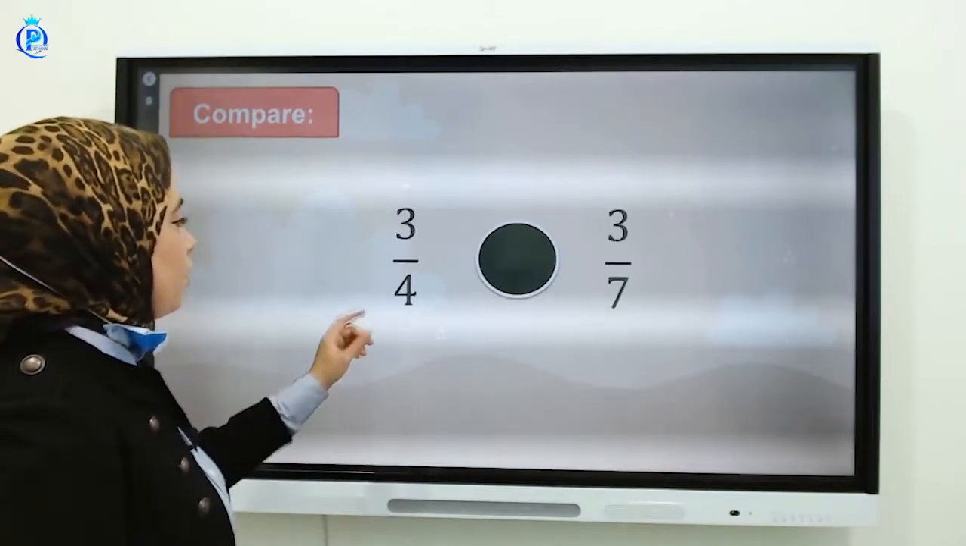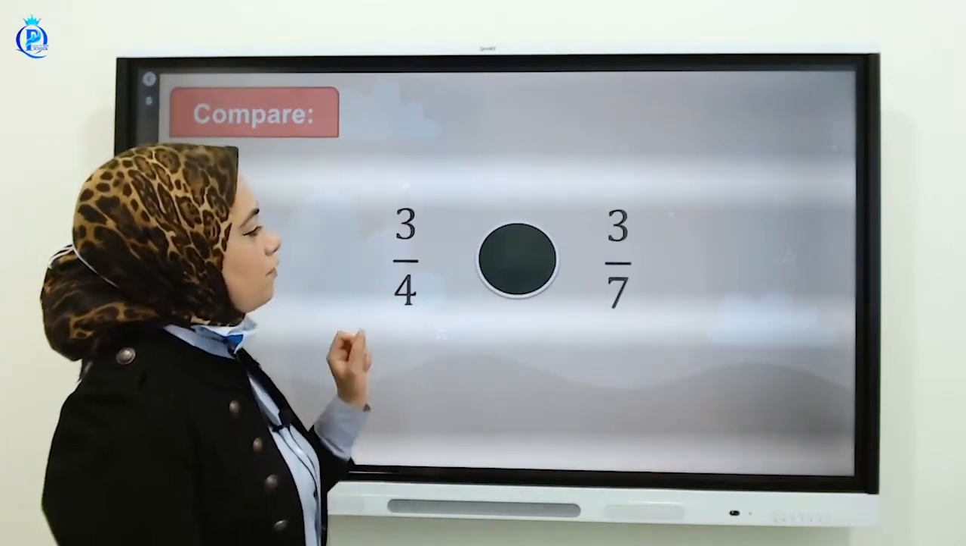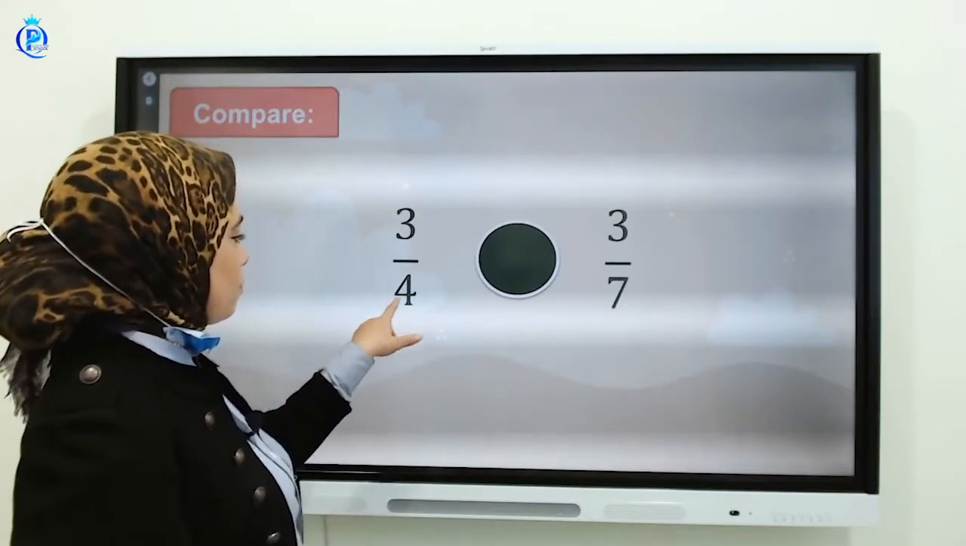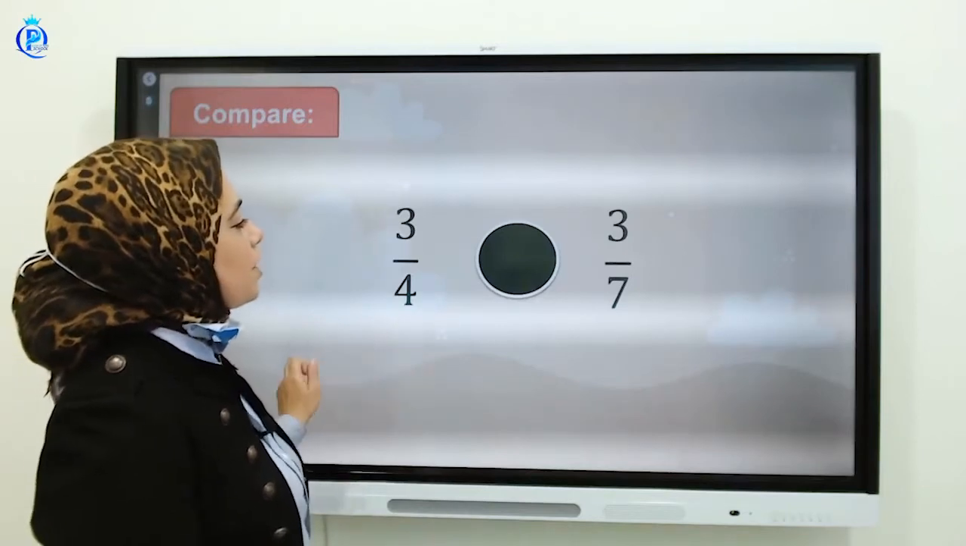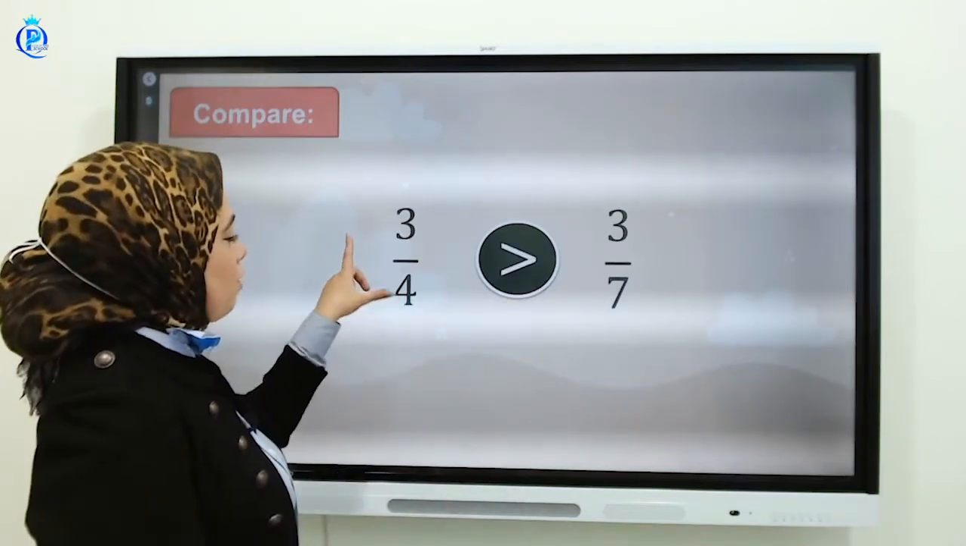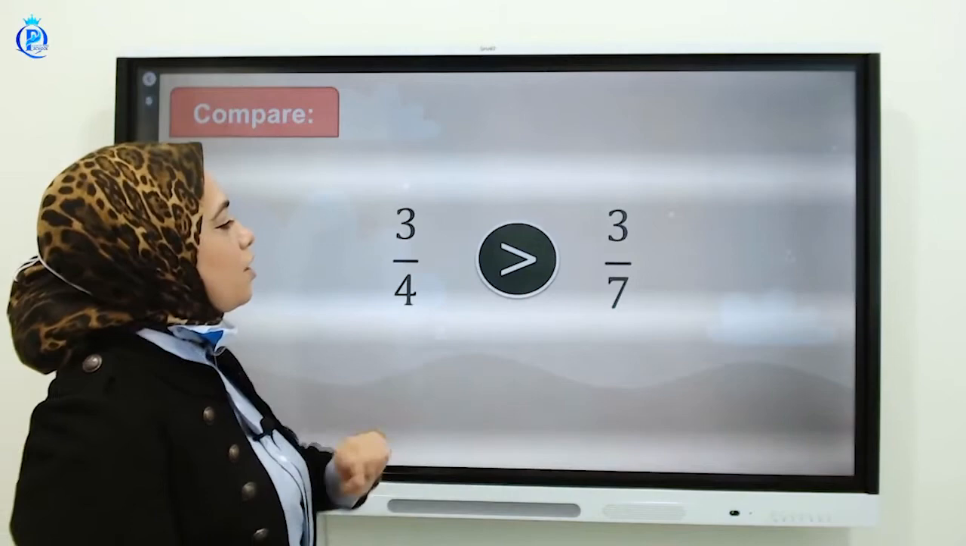Here, the denominator is smaller, the fraction is bigger. I have here 4 is smaller than 7. So 3/4 is bigger than 3/7. Look at this.